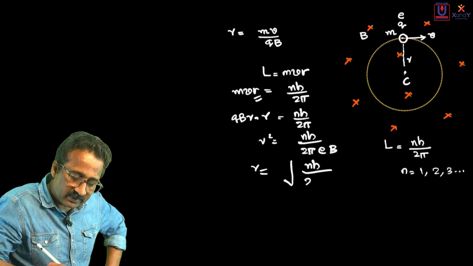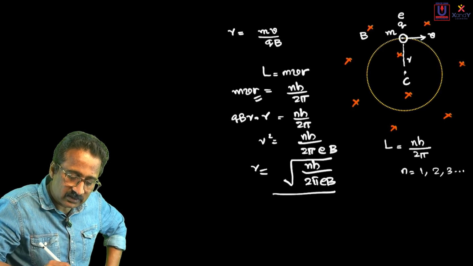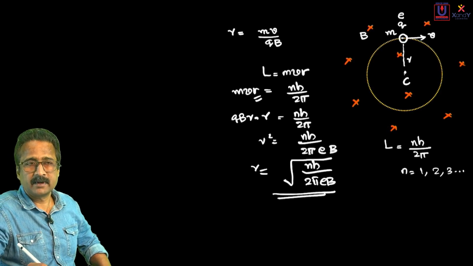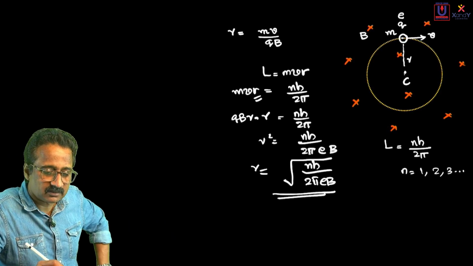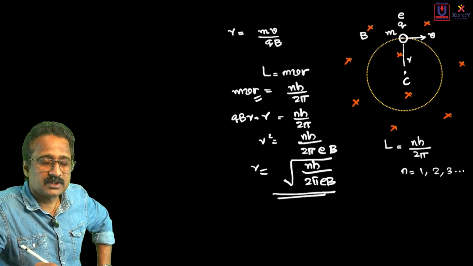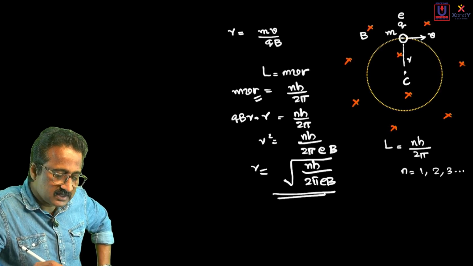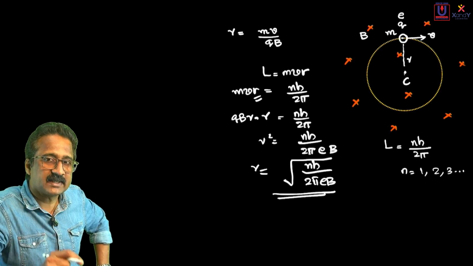Okay, r = nh divided by 2π e B. This is the general equation for the radius of the circular path of the particle. Now they ask what is the radius corresponding to the first excited state.